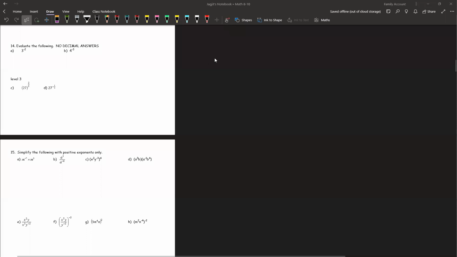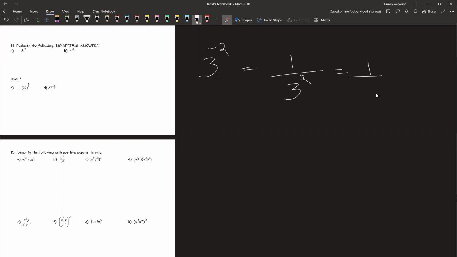Next, they're asking us to evaluate 3 to the power minus 2. Well, let's turn the power to a positive number. So 1 over 3 to the power 2. 3 to the power 2 is 9, so it's 1 over 9. Simple. If I give you 4 to the power minus 3, take the reciprocal because I want to turn the power into a positive number. So it's 1 over 4 to the power 3. Simple.